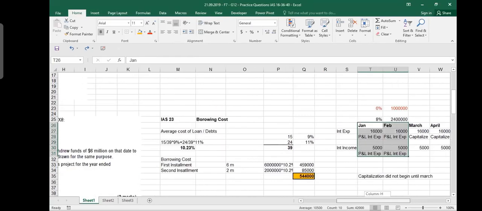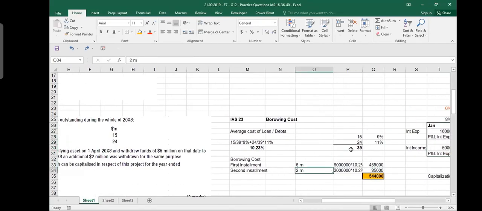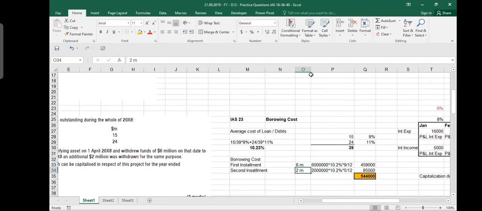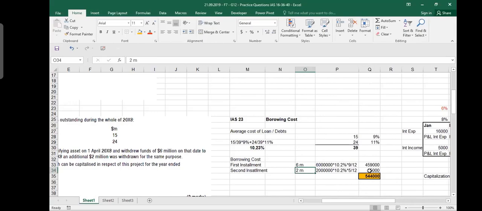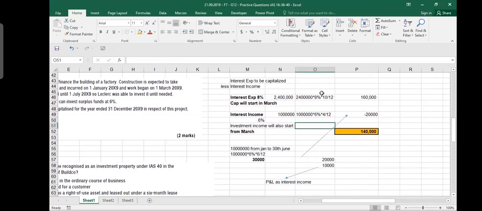So what you should pay attention to is that sometimes students think that they have funds from January to June or July, whatever period. You do not have funds for that period for borrowing cost. You have to calculate for only 4 months. Only for 4 months, those months where you actually started capitalization. Your capitalization of interest began in March. Your investment or interest income will also begin in March. March, April, May, June, 4 months. Remaining 2 months will go to P&L as interest.